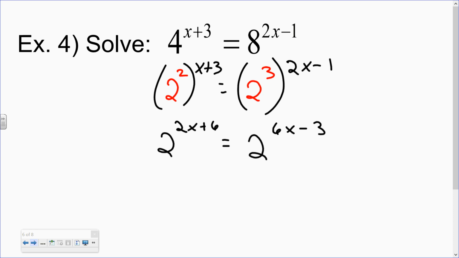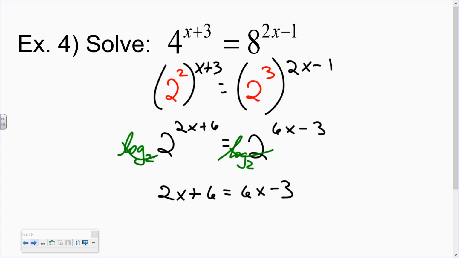Then we can take log base 2 of both sides. And now it's a really, really easy pre-algebra problem that 2x plus 6 equals 6x minus 3. Get the x's together, so 4x, add the 3 to both sides, and x is 9 over 4.